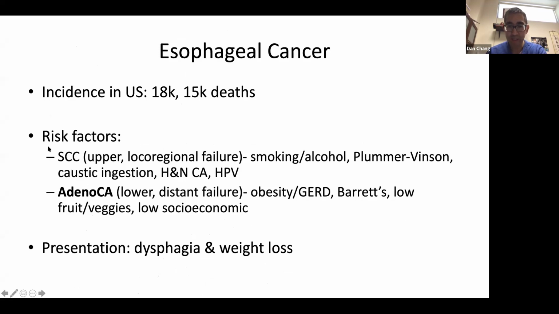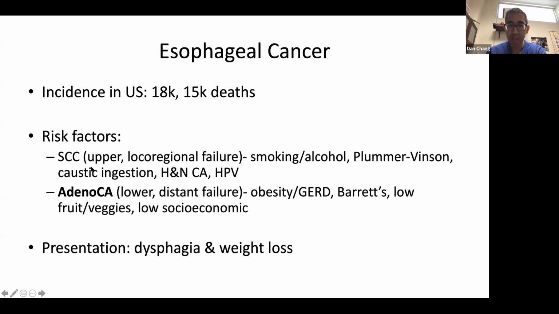These risk factors may or may not sound familiar to you from your preclinical and some of your clinical years: smoking, alcohol, not a surprise, Plummer-Vinson syndrome, ingestion of certain caustic agents like lye ingestion, and having a concurrent head and neck cancer actually gives you increased risk. And HPV is probably a little controversial. There are some reports that HPV, which is definitely responsible for oropharyngeal cancers, may play a role in some of these upper esophageal cancers, but it's not a commonly mentioned thing.